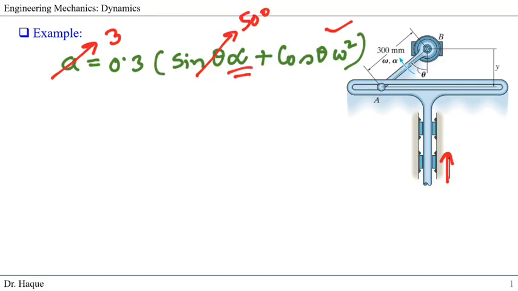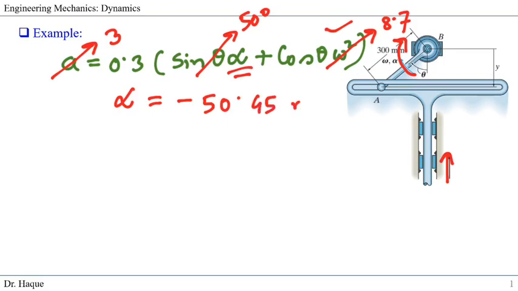Angular acceleration is the value we're looking for, and omega is positive clockwise, 8.7. So if we solve this, we will get the angular acceleration as negative 50.45 radians per second squared. So we got the acceleration as negative.